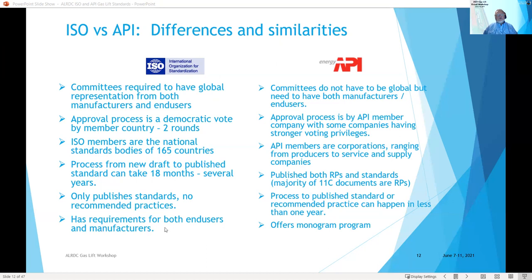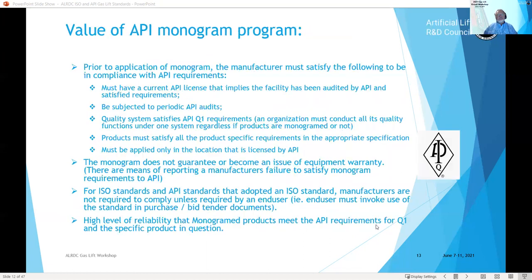ISO has requirements for both end users and manufacturers, and API does similar, but API also offers a monogram program for the manufacturer to monogram the product, which implies that it meets all of the API requirements. So what is the value of the API monogram? Prior to application of the monogram, the manufacturer must satisfy the following to be in compliance with API requirements.